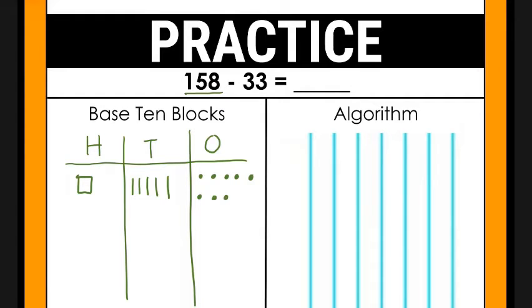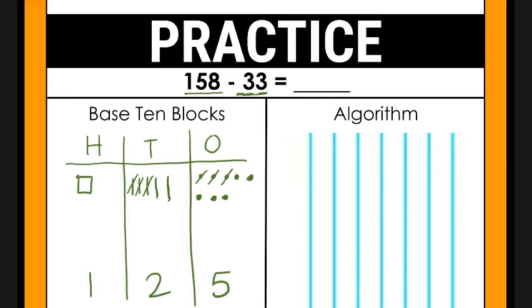Next, I'm going to subtract out my subtrahend, which is 33. So first, let's look in the ones. I have 3 ones to take away. 1, 2, 3. Now let's look in the tens. I have 3 tens to take away. 1, 2, 3. And no hundreds. So now let's see what I have left. I have 1, 2, 3, 4, 5 ones. See how many tens? I have 1, 2 tens, and I have 100.